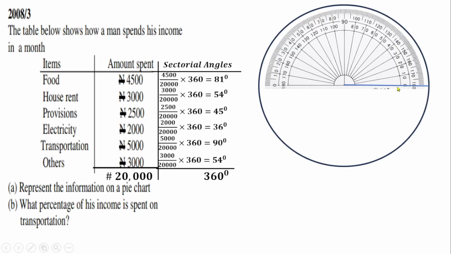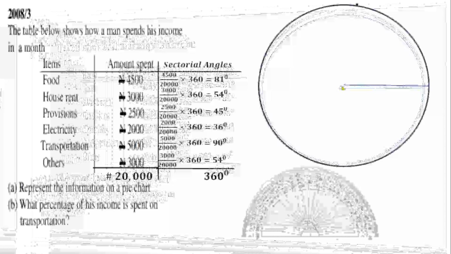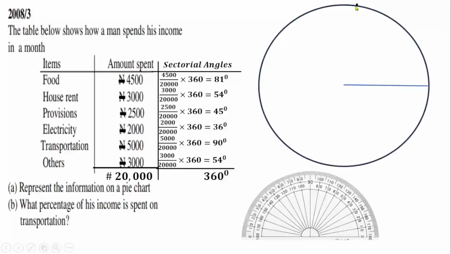That's what I want to do, because my angle starts from 0 here. I want to read this way, and the first angle is 81. So 0 to 81, this is 80 here. Then the next line will be 81. So I'll make a point there. Then I will remove the protractor. Then take my ruler and join this point to the center with a straight line. Take my ruler and the pencil, draw a straight line. Then the angle marked here will be 81 degrees, and that stands for food.